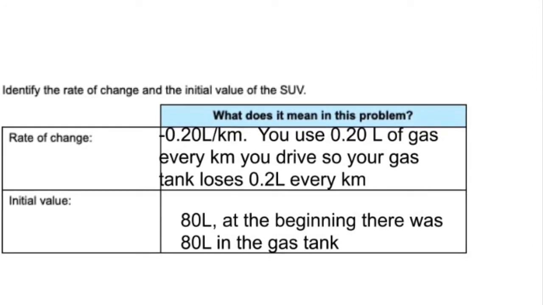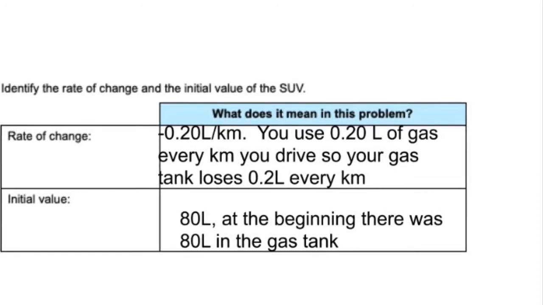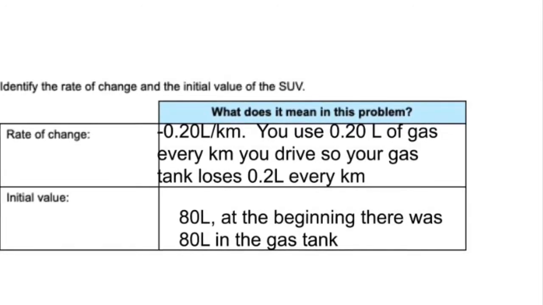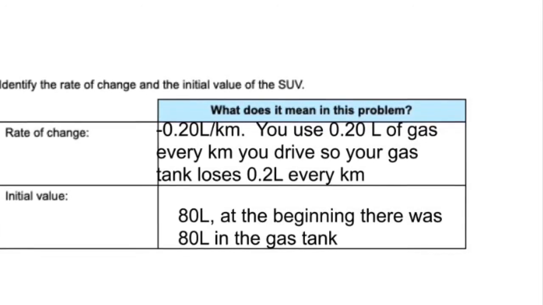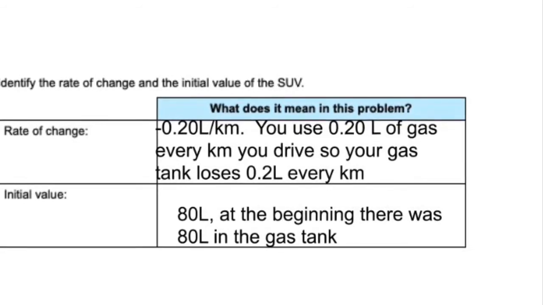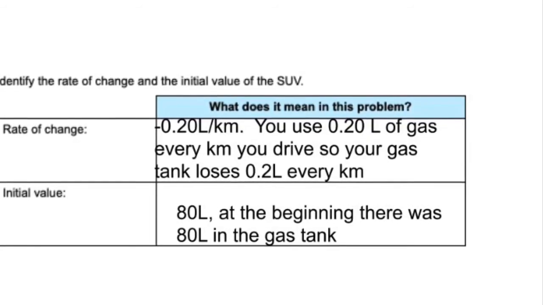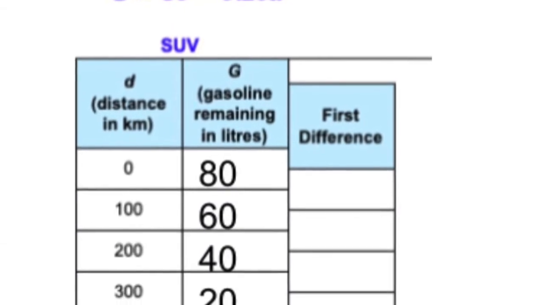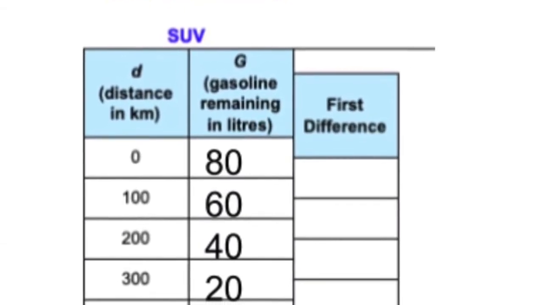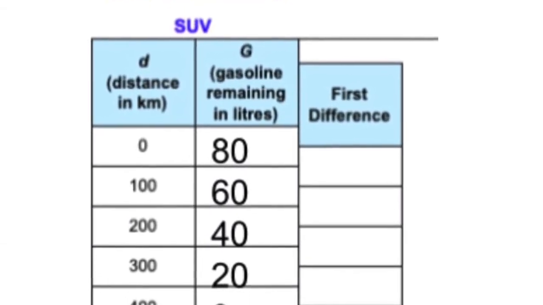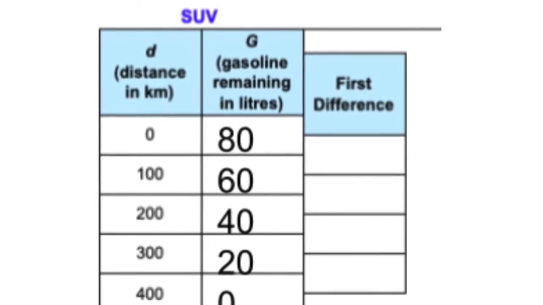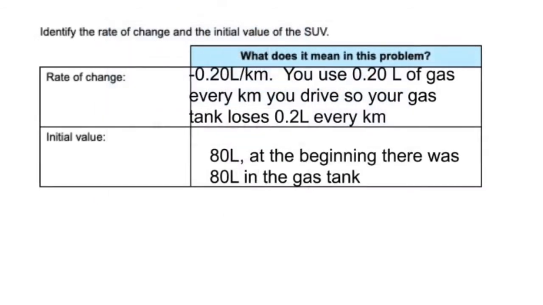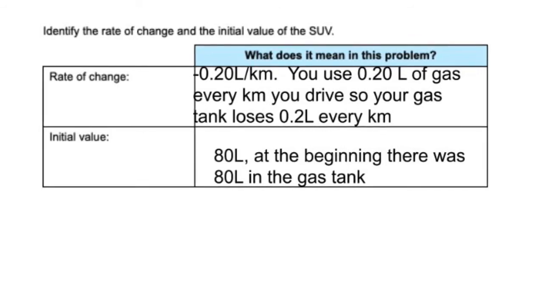Now, sometimes students have a hard time knowing what the units are after the rate of change. The way you do that is by looking at the table of values. If I look at the table of values, we can see the units there and use them. It says the G is in liters and the D is in kilometers. So that means it's going down negative 0.20 liters every kilometer.